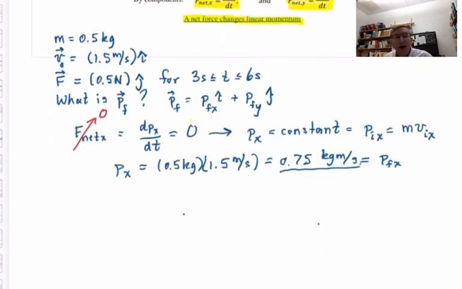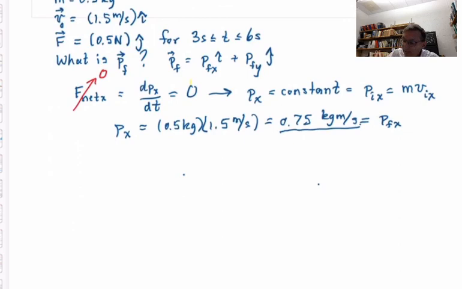Now let's get the y component of the final momentum. How will we do that? Use the y component of this new version of Newton's second law. F net y equals dp_y/dt. Now, at least for that 3-second interval, F net y is not 0. When F net y is 0, then p_y is constant. But when F net y isn't 0, p_y changes.